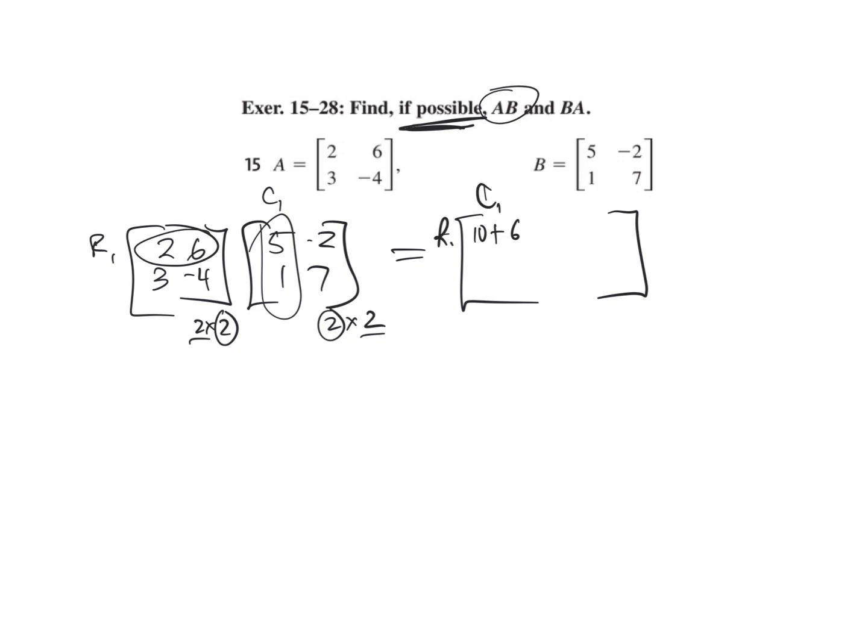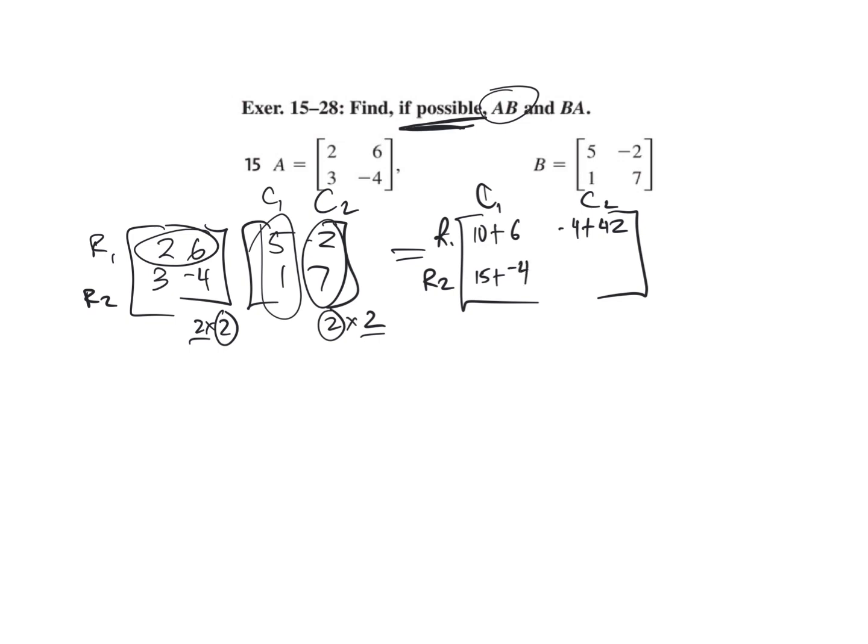Okay, now next we take row 1 times column 2. And that gives us row 1, column 2 entry. 2 times negative 2 is negative 4. Plus the next multiplication, 6 times 7 is 42. And then we go to row 2 times column 1. So 3 times 5 is 15. And negative 4 times 1 is negative 4.